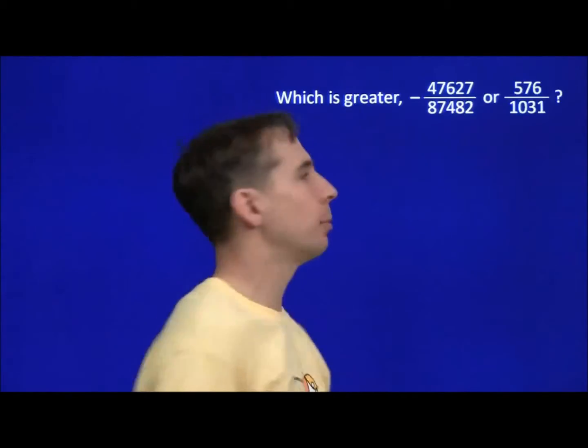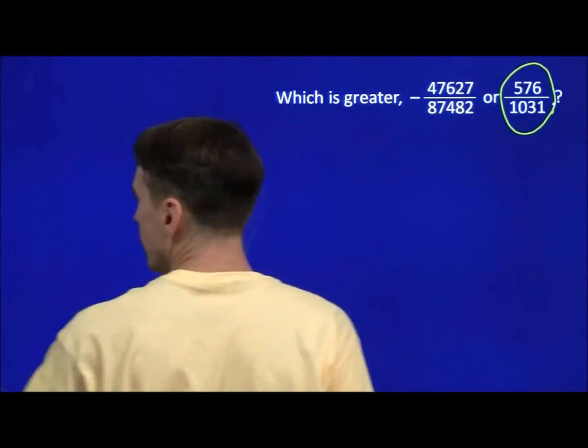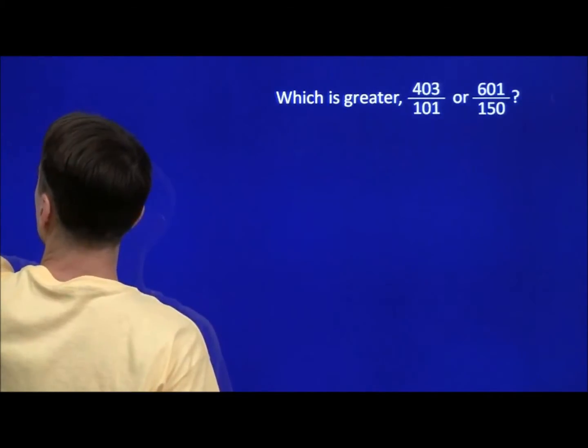Every positive number is greater than every negative number. And we're done. The positive number is larger than the negative number. Fractions are numbers. Remember that? And some of these problems get very easy.